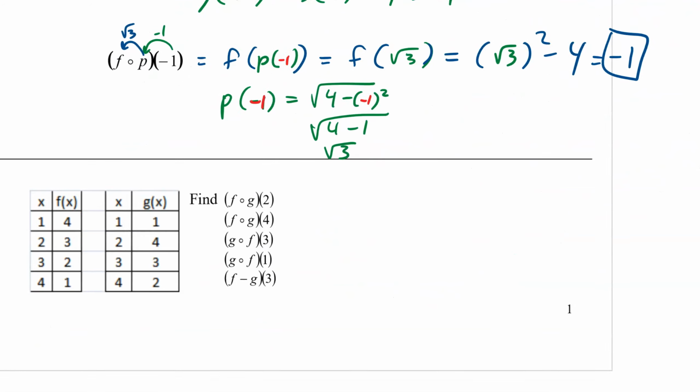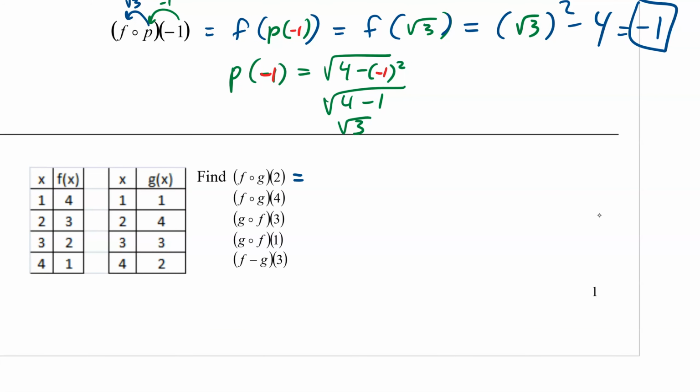All right, so same basic idea here. This would become f composed of g of 2. So what that means is we need to find g of 2. And you have a table here. These are x values, and these are the outputs. So this means x is equal to 2, so my g of 2 would be 4. So this becomes f of 4, and then f of 4 would be 1.